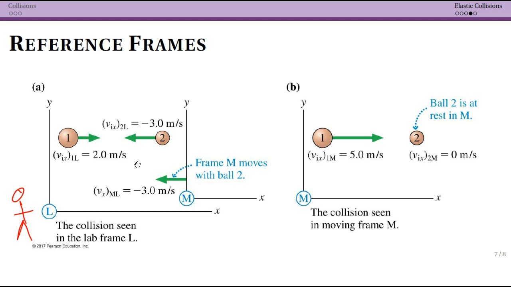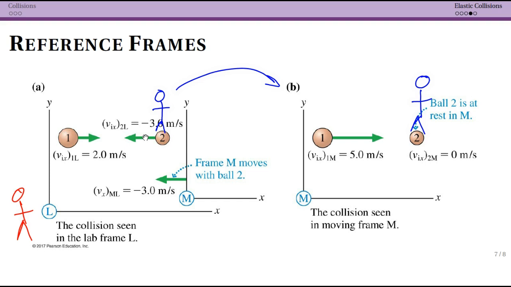Well, what I can do is put the scientist instead on ball 2. So this is now a different scenario. Now, if we have our scientist who's actually on ball 2, that scientist says that ball 2 is at rest. Now the scientist knows how to plug these values into the equation. But ball 1 now has a different velocity.